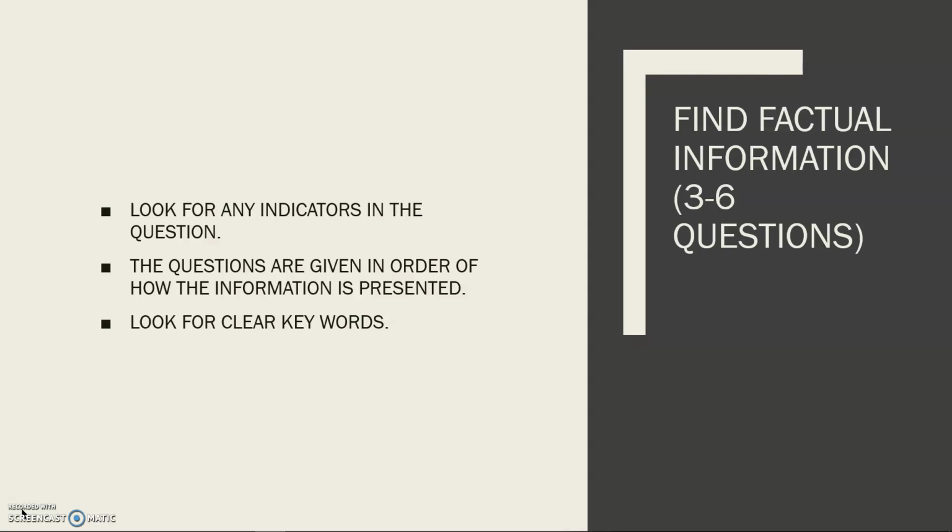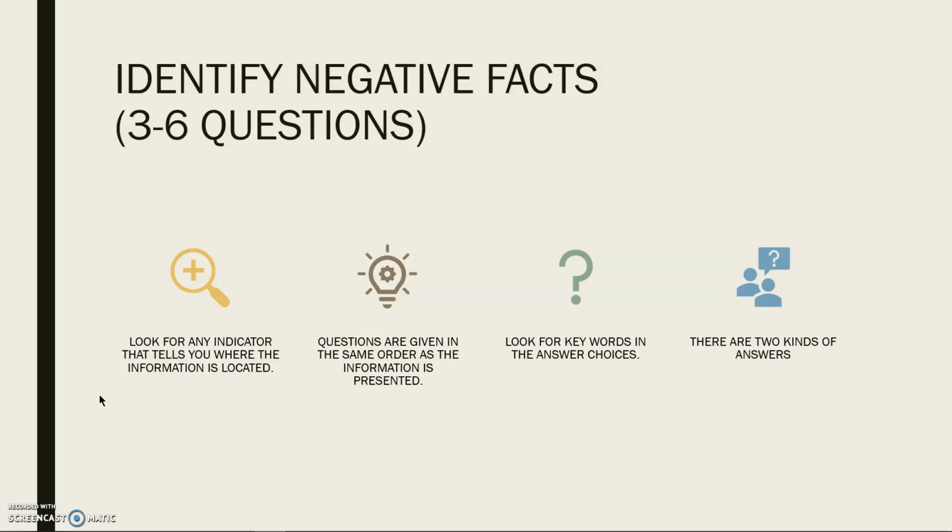to eliminate wrong answers. Then we have another important type of question that you are going to find in the TOEFL iBT test, which is identify negative facts. Identifying negative facts tests your ability to distinguish between 2 types of information: true versus false information, and details provided in the passage versus information that is not provided. Then we have some strategies that might be helpful for you to answer negative fact questions. The first one is to look for any indicator that tells you where the information is located.